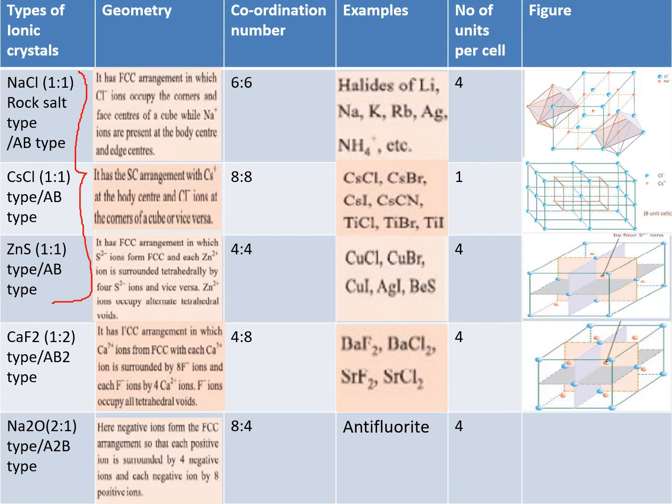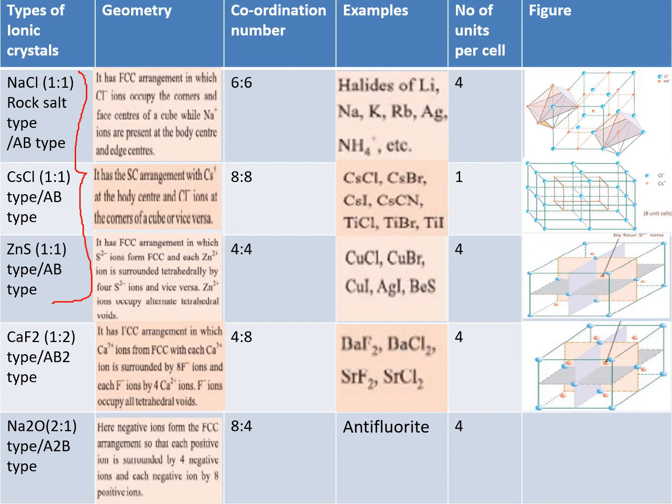The example for sodium chloride: the coordination number is 6:6 and the number of units present in that is 4 units. If you see here in this structure, this blue is a chlorine and this orange is a sodium ion. So each sodium ion is surrounded by 6 chlorine ions. In the same way, each chlorine ion is surrounded by 6 sodium ions. So this we call a 6:6 coordination number, and it has 4 unit cells.